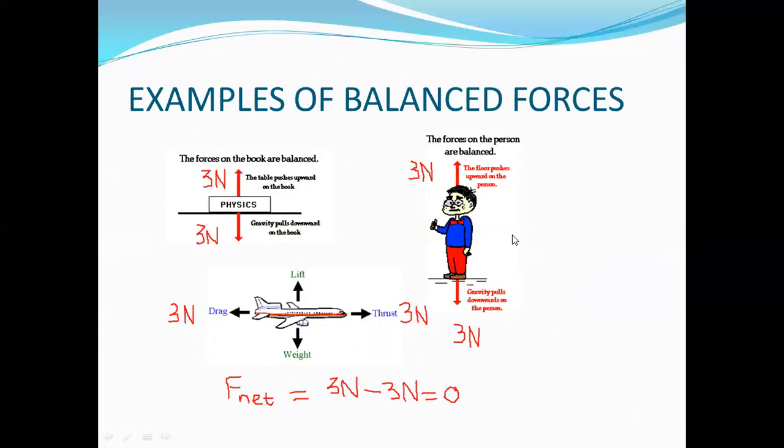Similarly, if a person is standing on the ground, 3 Newton is the weight of the person acting in the downward direction, and the reaction force 3 Newton is acting in the upward direction. So net force again over here is 0. Similarly, if the thrust exerted by the engine of the airplane is 3 Newton, and the air resistance or the drag acting in the backward direction is 3 Newton, again the net force, the resultant force will be 0.